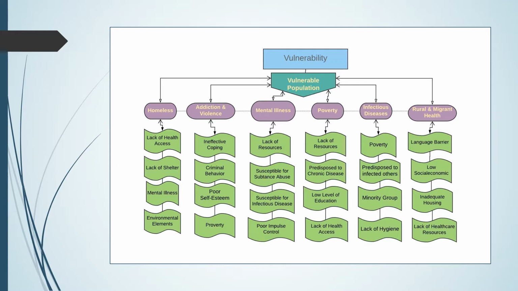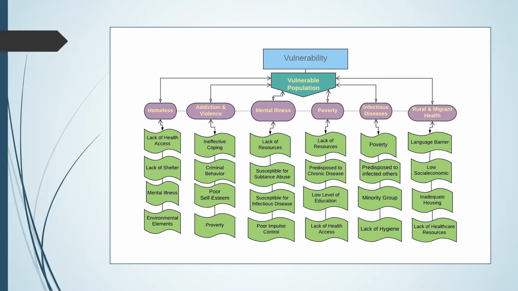The infectious disease population is considered vulnerable due to poverty, minority group status, and lack of hygiene that are caused by specific mental treatment, individuals who inject drugs, and individuals who are imprisoned. This vulnerable population is often associated with mental illness, addiction, violence, and homelessness. Moreover, this population is predisposed to infect others, therefore making them a vulnerable population.